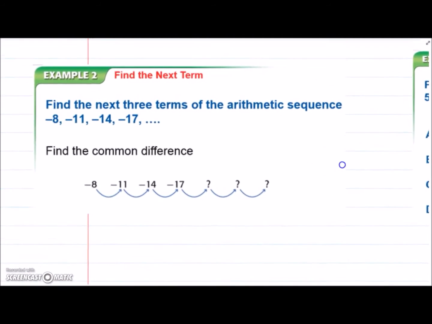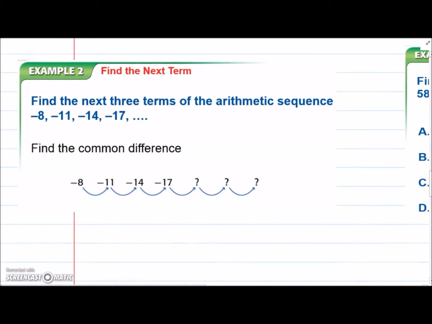Let's look at example number 2. It says find the next term. They've given us a sequence, -8, -11, -14, -17. They want us to find 3 more terms. First of all, let's decide if it's arithmetic. Well, they told us it was, so ding, ding, ding. If it is an arithmetic sequence, we are either adding something each time or subtracting something. So are these getting bigger or smaller? They're getting more negative, so that tells me they're getting smaller. So I am subtracting something each time.